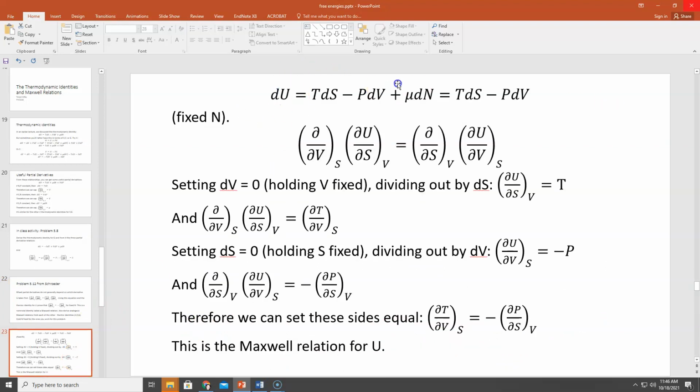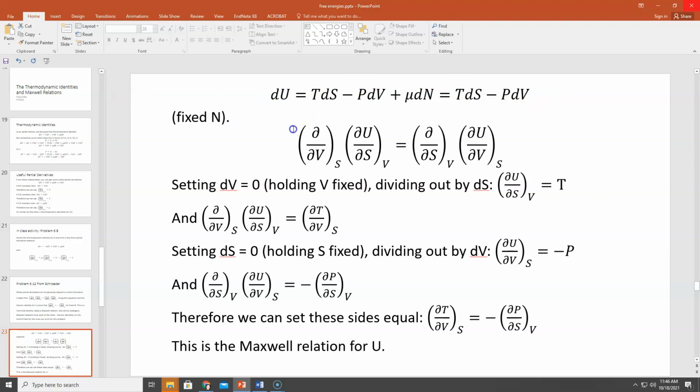Let's remember our thermodynamic identity for dU because we have to use it. dU is equal to TdS minus PdV plus mu dN. Now, in this one, N is fixed. They're telling us to hold N fixed. So that means that dN is going to equal 0, and our thermodynamic identity for dU is TdS minus PdV.